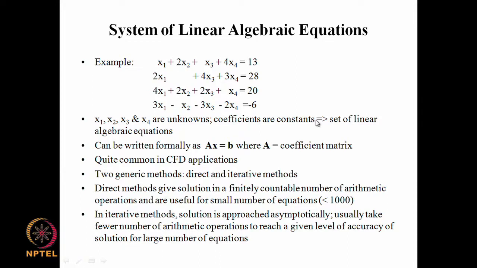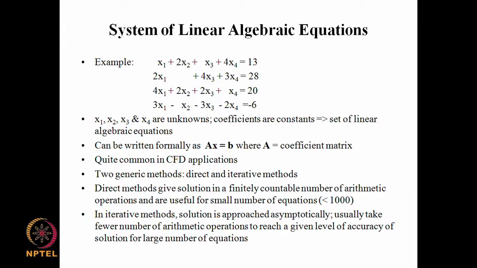For example, if you have a 4 by 4 equation like this, you have 4 equations and 4 unknowns, x1, x2, x3, x4 are the unknowns, and coefficients are constants, and so we have a set of linear algebraic equations which we can write as Ax equal to b, and for the solution of this Ax equal to b we have essentially two types of methods. One is the direct type of methods, direct method for the solution of Ax equal to b, and the other is the class of problems known as the iterative method for the solution of Ax equal to b.